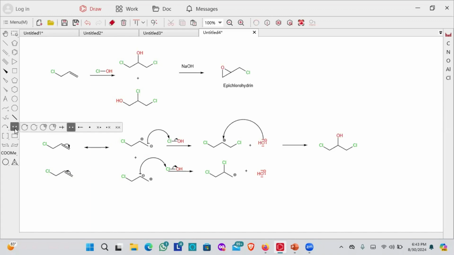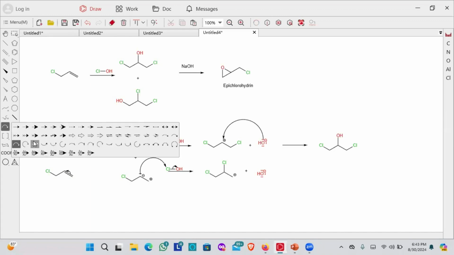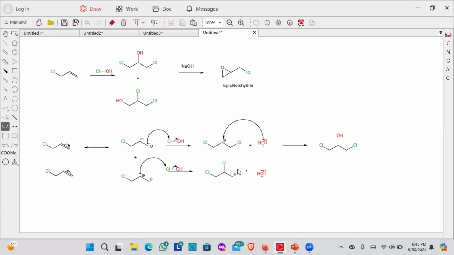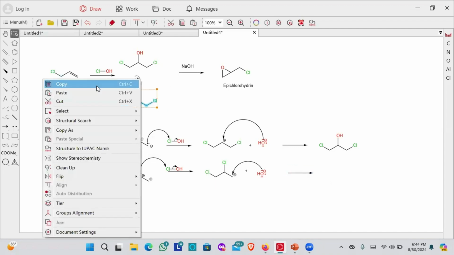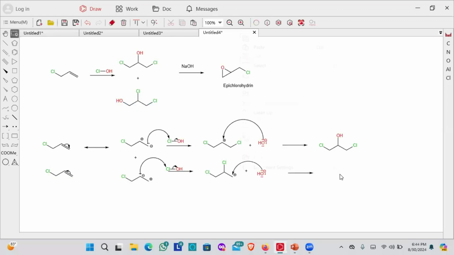And the electron pairs on the OH minus would attack the primary carbocation, like this. And we would end up with this as the product. Let's take a copy of it, which is 1,2-dichloropropanol.